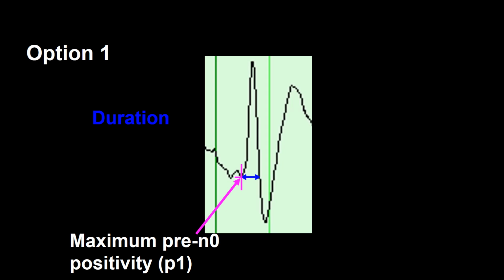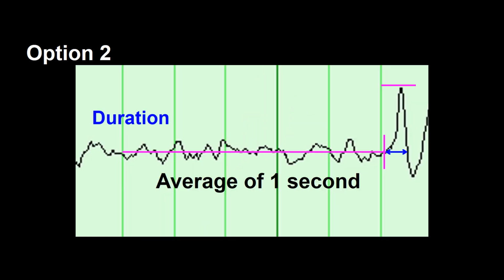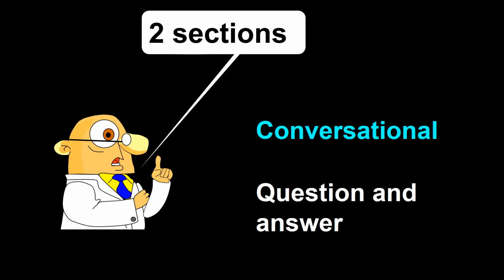The duration is measured from the maximum positivity of the pre-negative wave to the other side, as you can see in this frame, or in cases where the amplitude was measured by eyeballing the baseline, it should be measured from that point to the opposite side at the same level, again as you can see in this frame. It is important to stress that the same methodology should be used throughout the record. This concludes the conversation section of this talk, leading to the question and answer section.